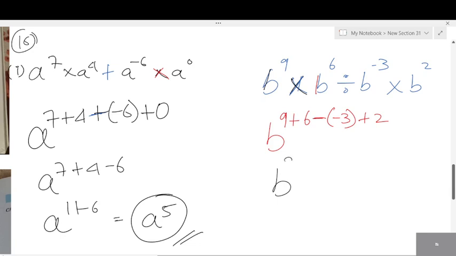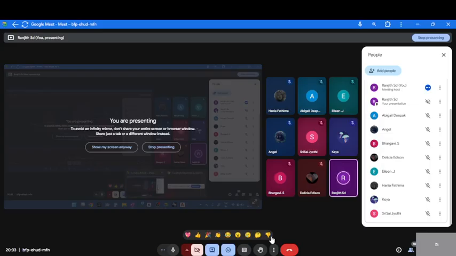Okay, tell me this. 9 plus 6 into minus is 3 plus 2. Add all this, what do you get? Sorry, 20. I thought just because you didn't know the answer, you left. All of you got the same answer?